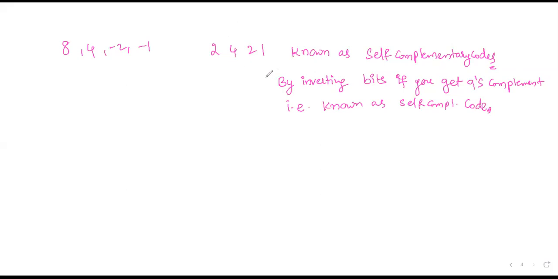Now, for example, find the 9's complement of decimal digit 2. How will you find the 9's complement? Go back to the basics. Anyone? 10's complement is equal to 9's complement plus 1. But what is the 9's complement?